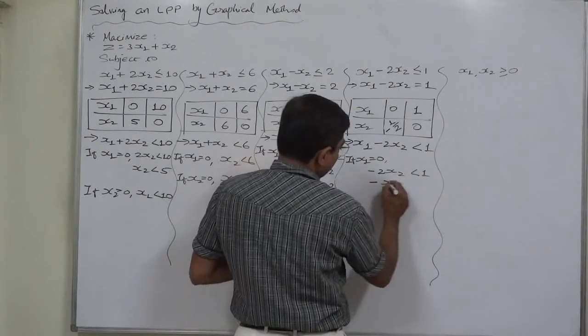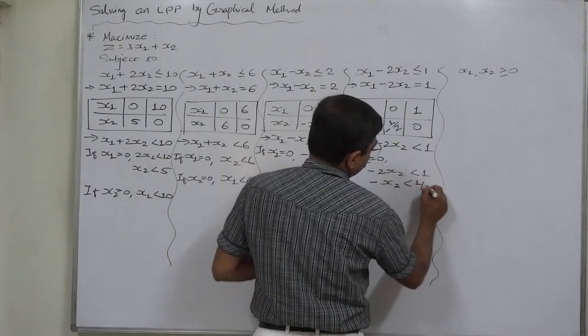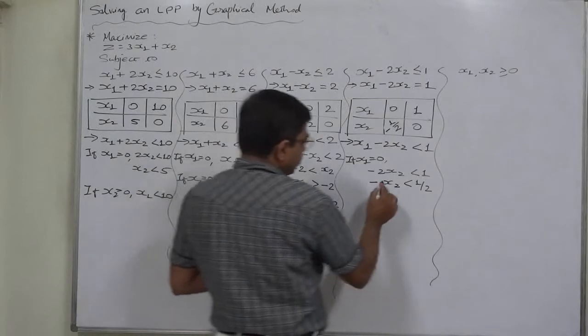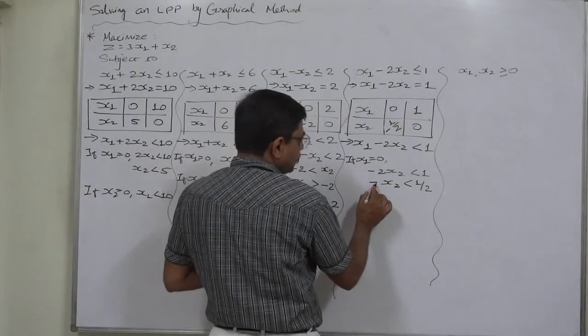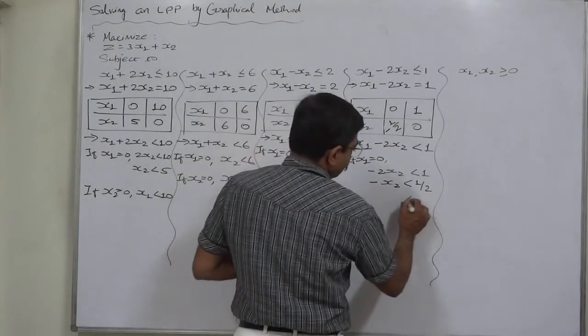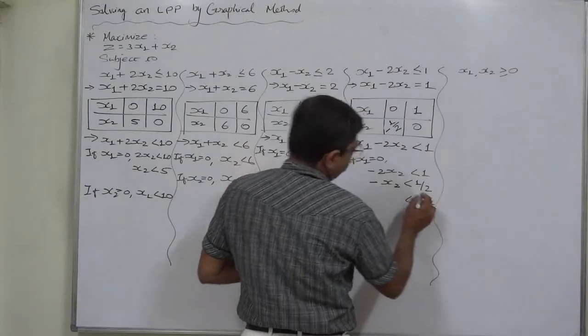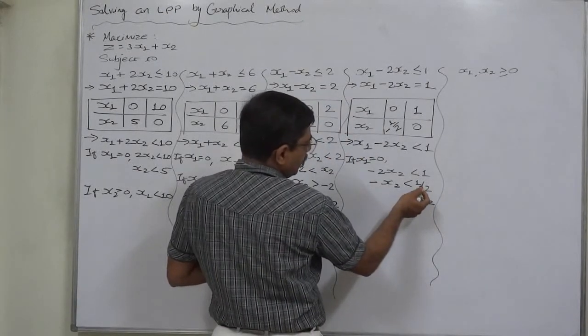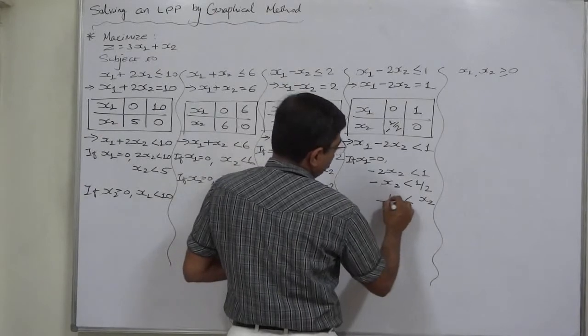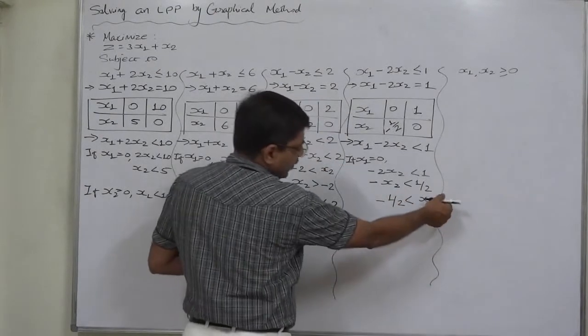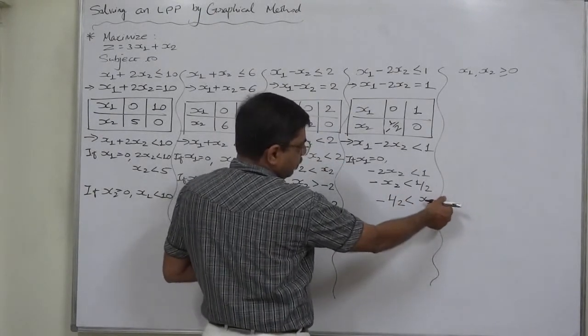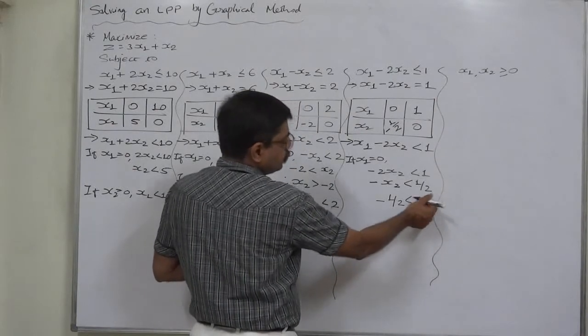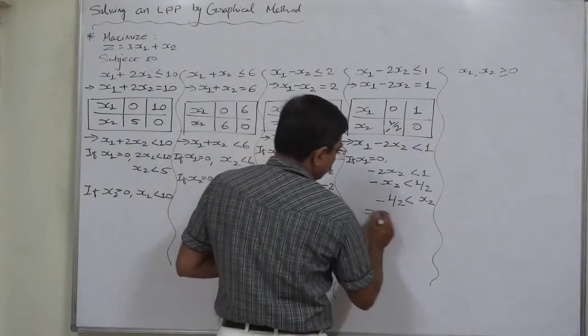simplification. Minus x2 less than 1 by 2. Now change the side. Minus x2 is going from left to right, so it becomes positive x2. Positive 1 by 2 comes from right to left, so it becomes minus 1 by 2. Now read that from right to left: x2 greater than minus 1 by 2.